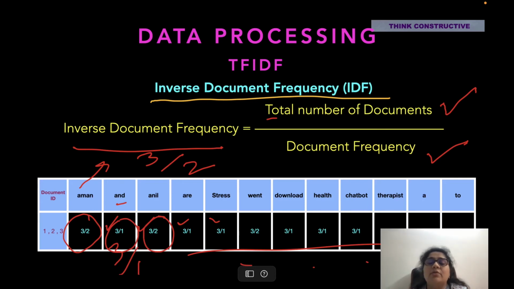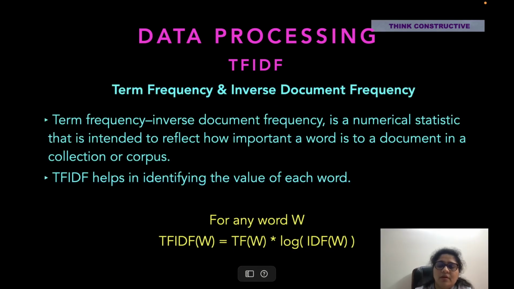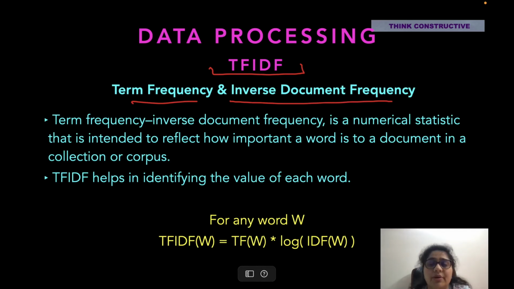Okay. So that's how we calculate inverse document frequency or IDF. Remember this formula. The total number of documents would remain the same for a corpus, but document frequency may vary. So this takes us to the final thing, that is TFIDF, term frequency and inverse document frequency, which is the topic we are discussing now. It is a combination of term frequency and inverse document frequency.